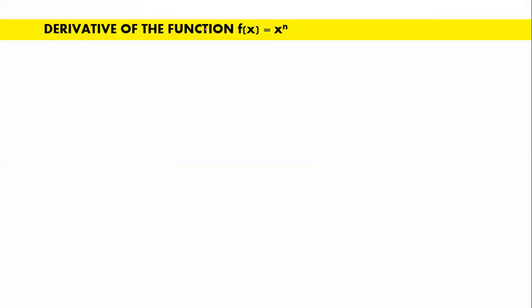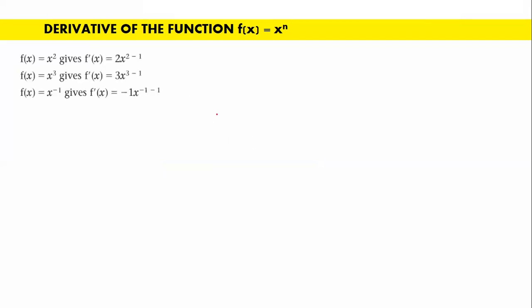Now let's look at the derivative of the function f(x) in the form of x to the power n. When f(x) equals x to the power 2, it gives us f'(x) as 2x to the power 2 minus 1, in other words 2x to the power 1. When f(x) equals x to the power 3, our f'(x) equals 3x to the power 3 minus 1, which is 3x to the power 2.